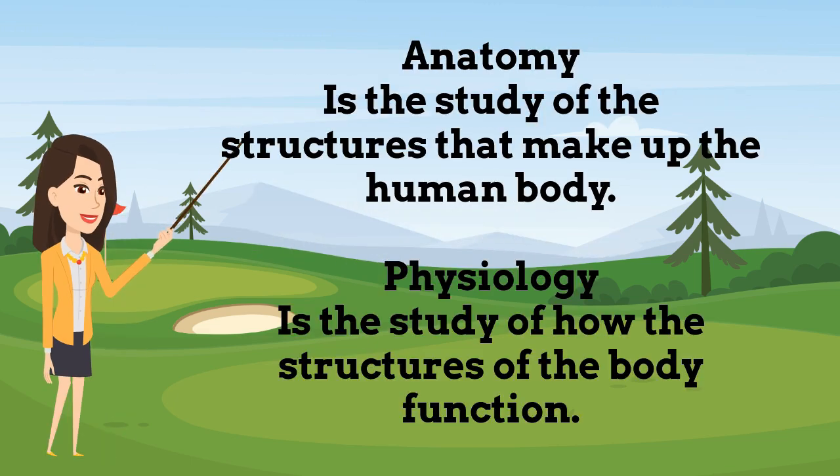Before moving forward, we have to first understand two key terms. The first term is anatomy. It is the study of the structures that make up the human body. When it comes to anatomy, there's gross anatomy, which involves looking at the larger structures of the body, such as the heart, lungs, skeleton, and muscles. And there is also microscopic anatomy, which looks at tiny structures such as atoms, molecules, and cells within the body.